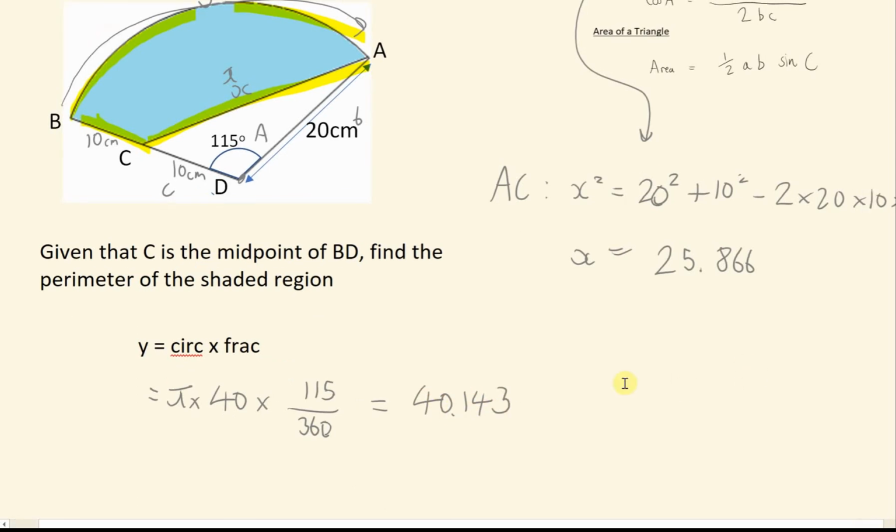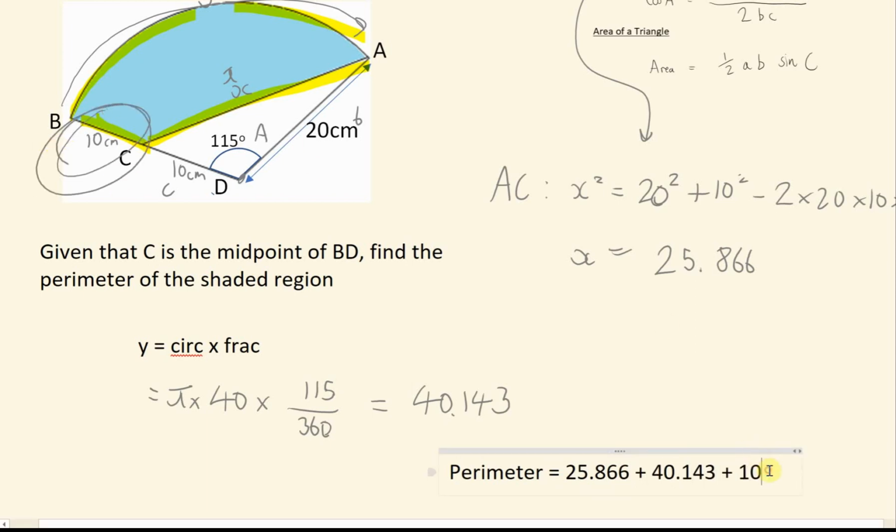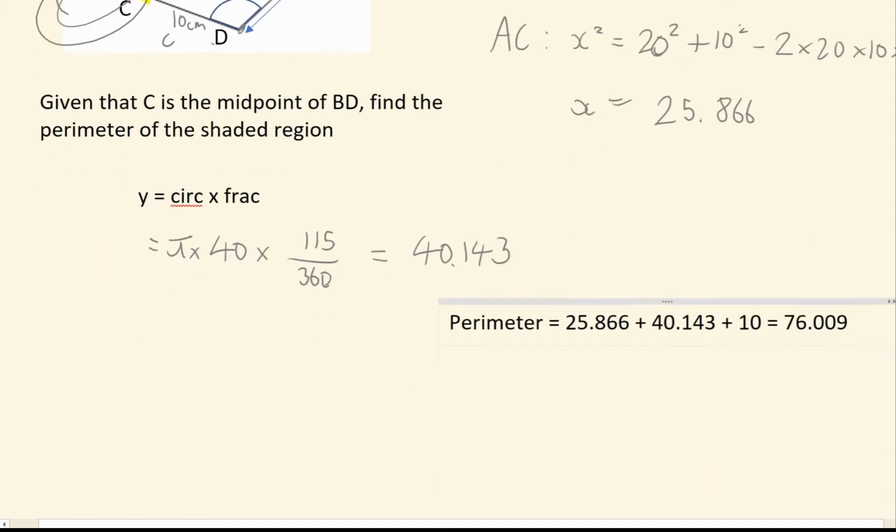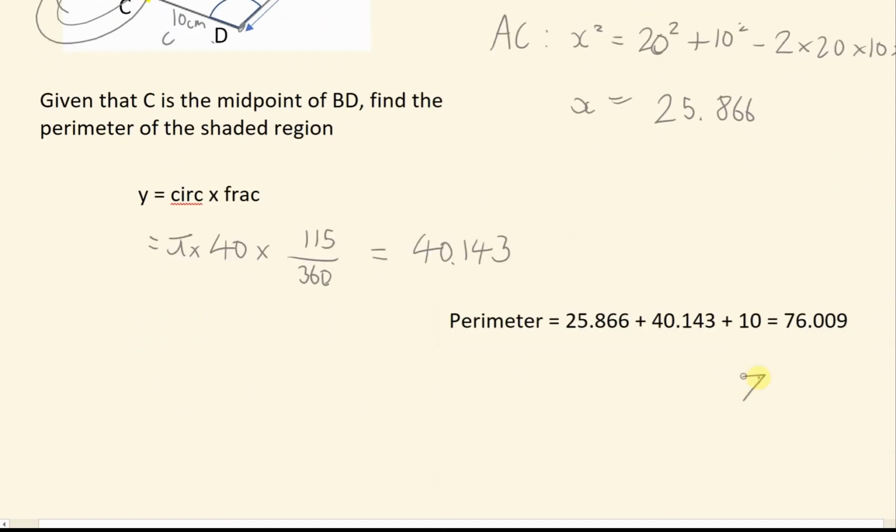Then for the final answer, for the perimeter, I've got the 25.866. I need to add on the 40.143. And also don't forget the 10 centimeters, that was the length from B to C. Add those all together, that will be our perimeter. Here we'd round it to 3 significant figures if we're asked, and in that case that would be 76.0.